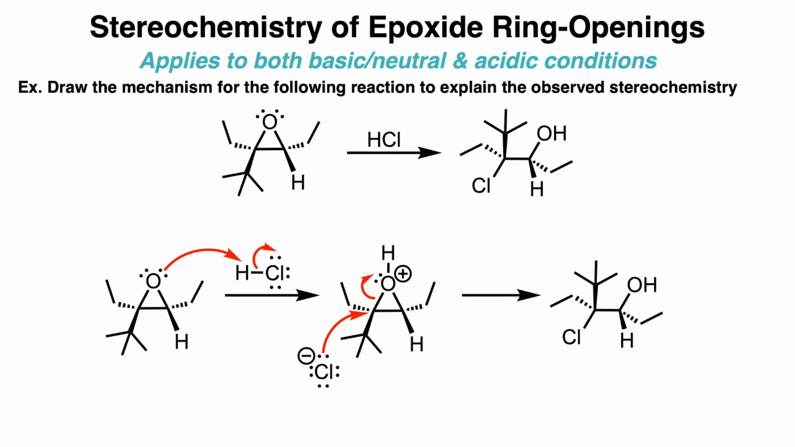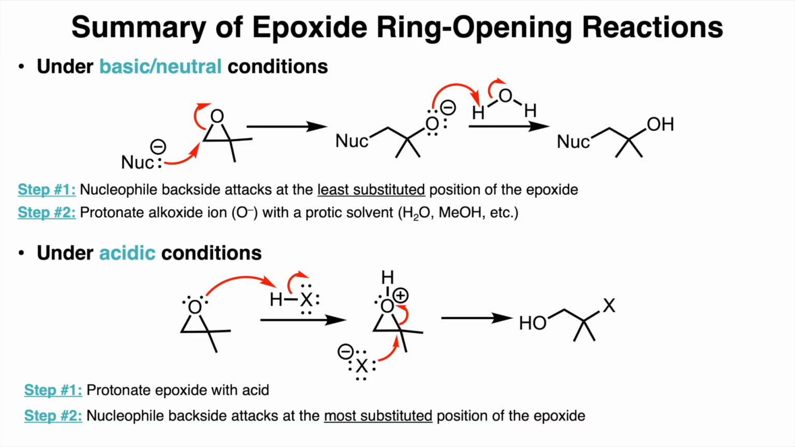So notice that the two in-plane bonds, which includes the hydroxyl group and the chloro group, are also anti to one another, where they are pointing in opposite directions. And then with that, our secondary alcohol product is formed. So in summary, because epoxides have significant ring strain, they tend to undergo ring opening reactions. The mechanism of the ring opening depends on whether it is reacting under basic/neutral conditions or under acidic conditions.